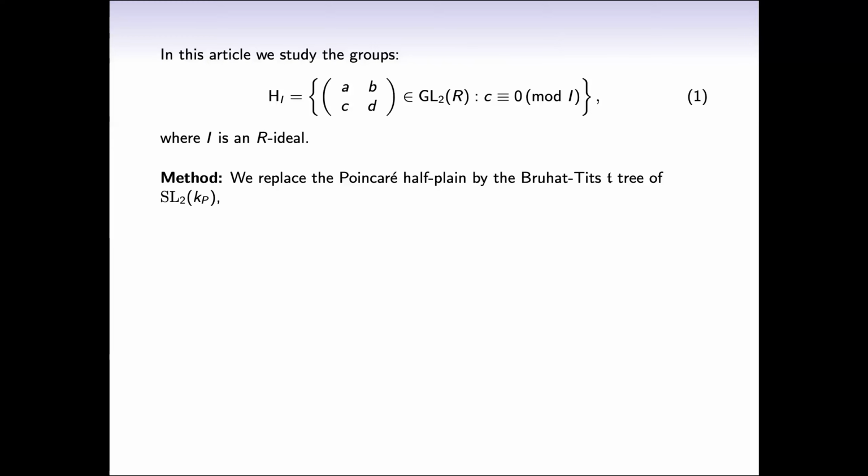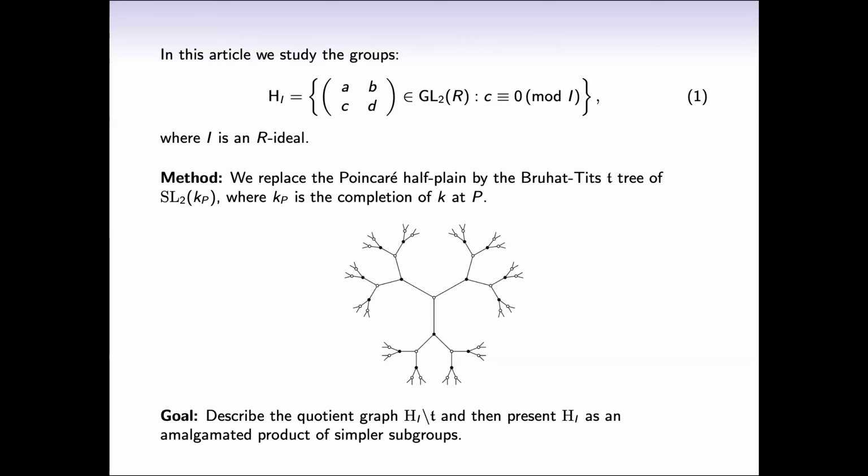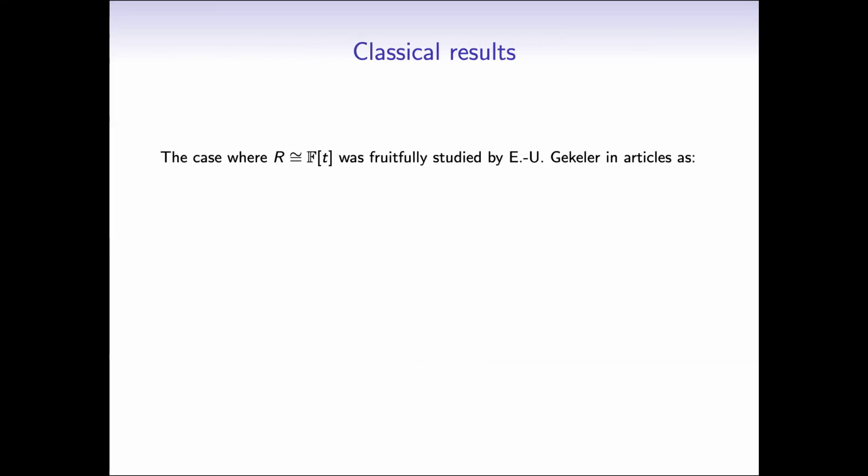So our method is to replace the Poincare half plane by the Bruhat-Tits tree of SL2 of K_P, where K_P is the completion of K at P, and then here we can study the action of Gamma_A. Here we have an image of the Bruhat-Tits tree. So our goal is to describe the associated quotient graph, and then, by using Bass-Serre theory, to present the Hecke congruence subgroup as an amalgamated product of simpler subgroups.